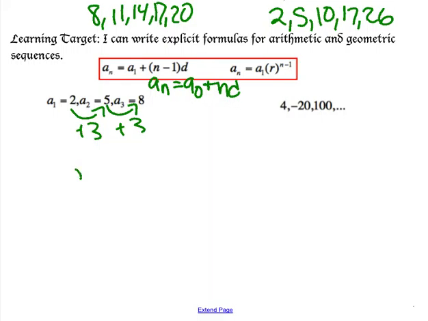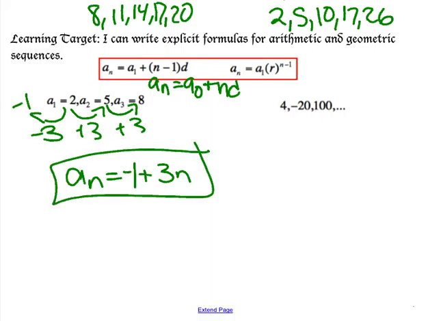So right off the bat, you can say a sub n equals 3n, plus or minus some value for the 0th term. So to find the 0th term, you want to go backwards. To move backwards, you do the opposite. So you subtract 3 and you get -1. It becomes -1 plus 3n. That is your arithmetic sequence in explicit form. And that's all it is.